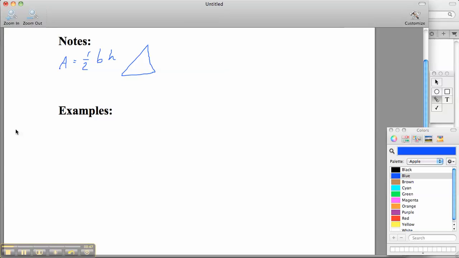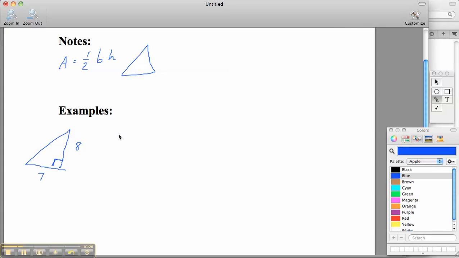Alright, so you've got a triangle. It looks like this. Let's say this is a right triangle. So you have a little square that shows that this meets at right angles. And let's say the base is 7 and the height is 8.